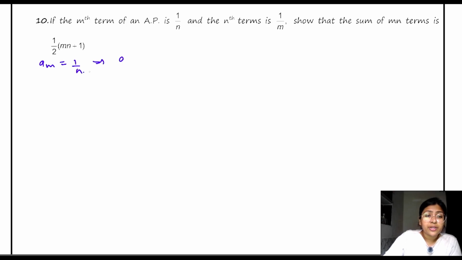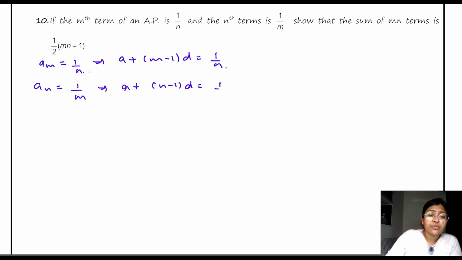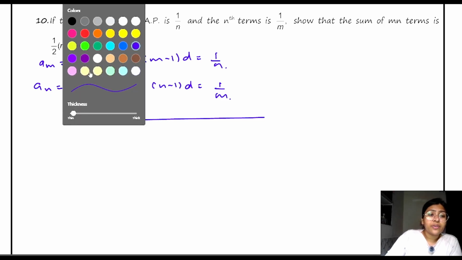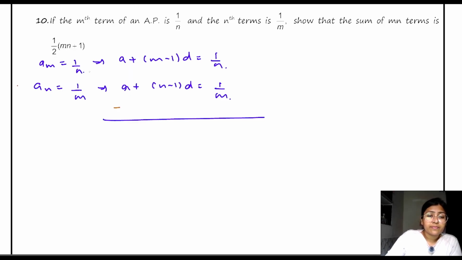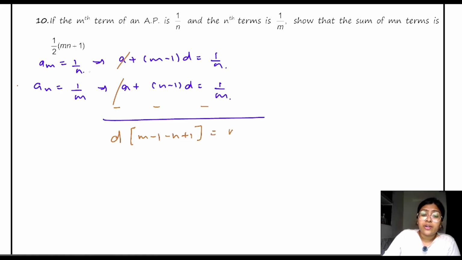This am can be written as a plus (m minus 1) into d is equal to 1 by n. Okay, an is given as 1 by m, can be written as a plus (n minus 1) into d is equal to 1 by m. Subtracting these two equations, because we need to find out the value of a and d. So a is cancelled. You will have d common inside a bracket, (m minus 1 minus n plus 1), and 1 by n minus 1 by m on the other side.